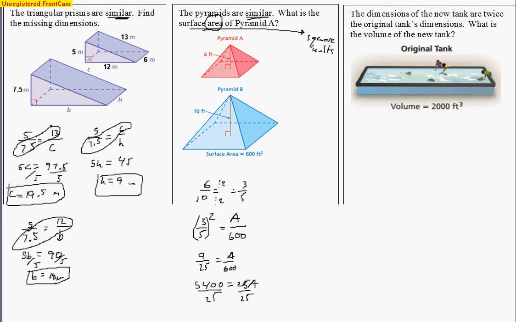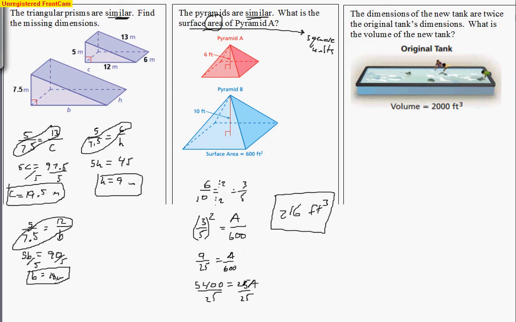So I end up getting 200, and let's see here, I've got 216, and these are cubic feet in this case here. So 216 cubic feet. Let's take a look at the next one.